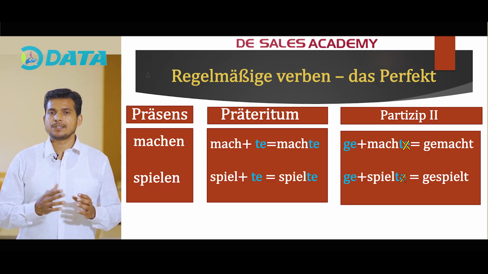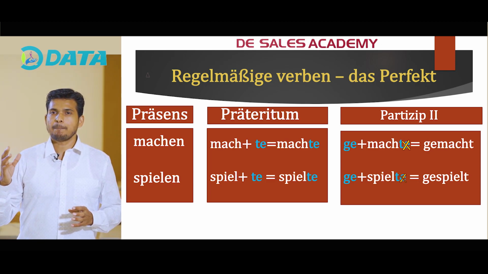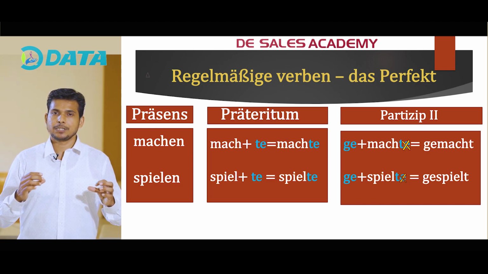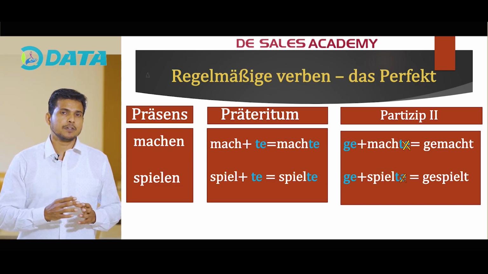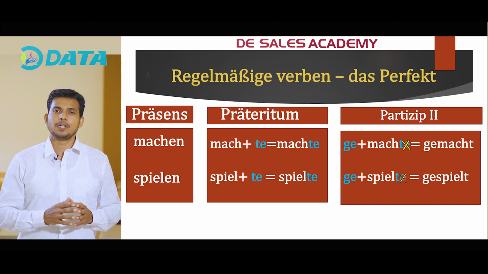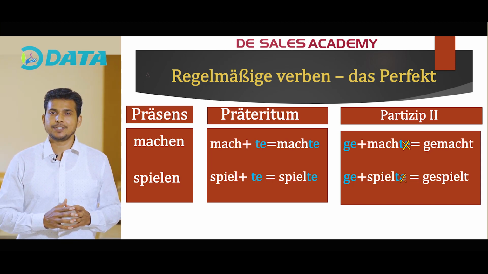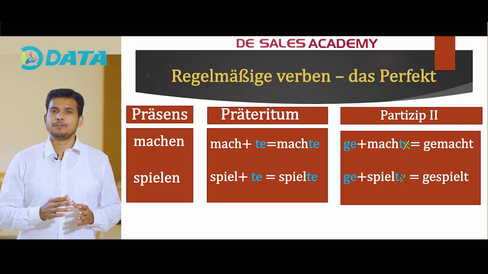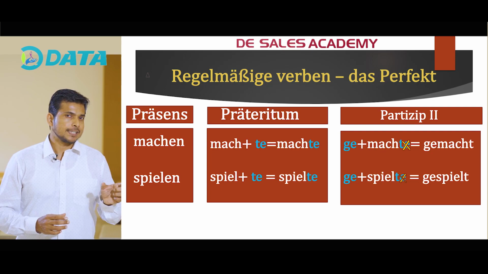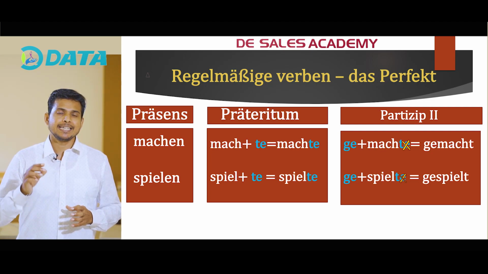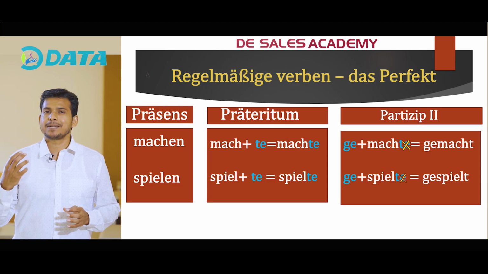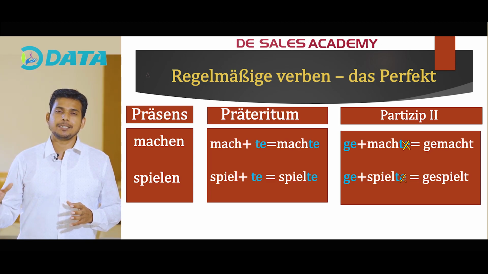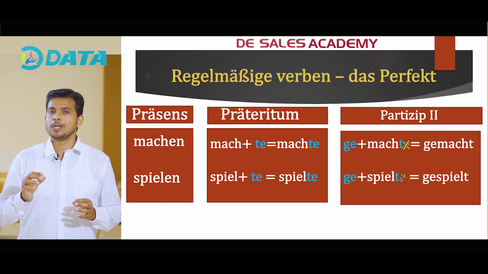Spielen. Spielen is a regular verb. In order to make the Präteritum form, take the stem of the verb spielen. You get the stem by removing the last 2 letters, and the stem is spiel. With the stem spiel, add te and you get the Präteritum, spielte. And again, to get the Partizip zwei form from the Präteritum form, you add ge and remove the last e. So it is gespielt.